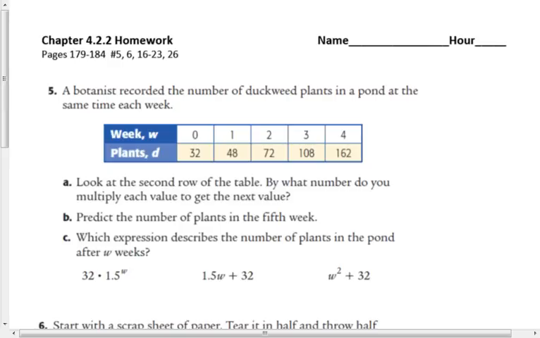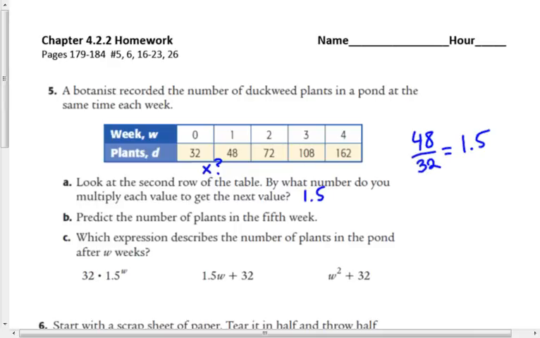It says a botanist recorded the number of duckweed plants in a pond at the same time each week. It says look at the second row of the table. By what number do you multiply each value to get to the next value? So we want to know what number we multiply by 32 to get to 48. To figure that out, we're going to do 48 divided by 32. And if you use your calculator, you will find that that equals 1.5. So we are multiplying by 1.5 each time.